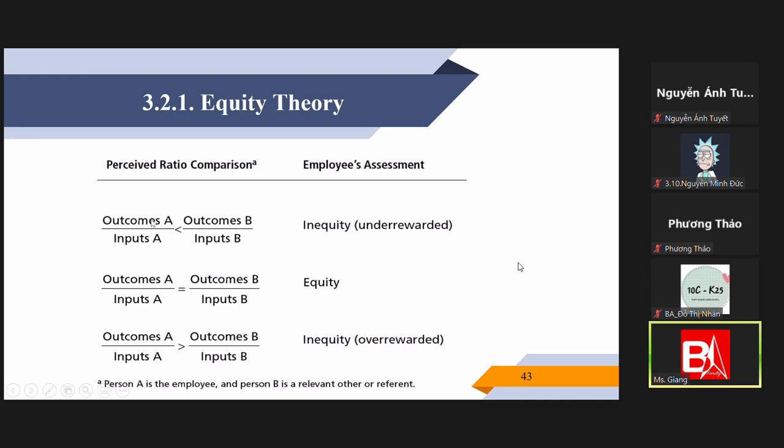If their ratio is less than another's ratio, it means that there is inequity and they are under-rewarded because they receive less than other people receive. If the ratio is equal, it means that there is equity. And if the ratio of one individual is more than another's ratio, it means that there is inequity and they are over-rewarded. So we want to have the equity in an organization, right?